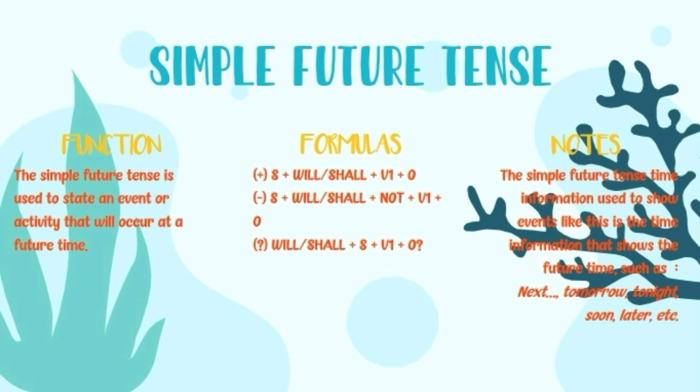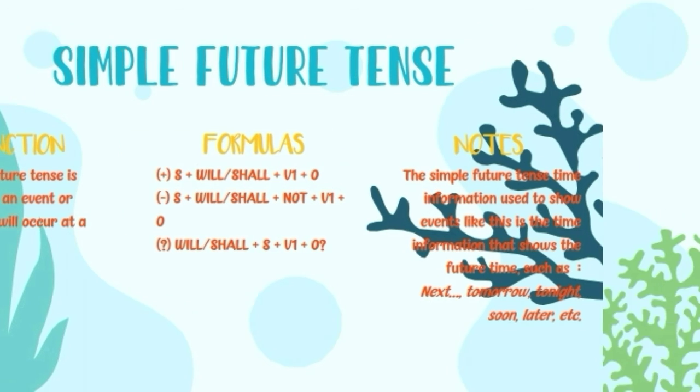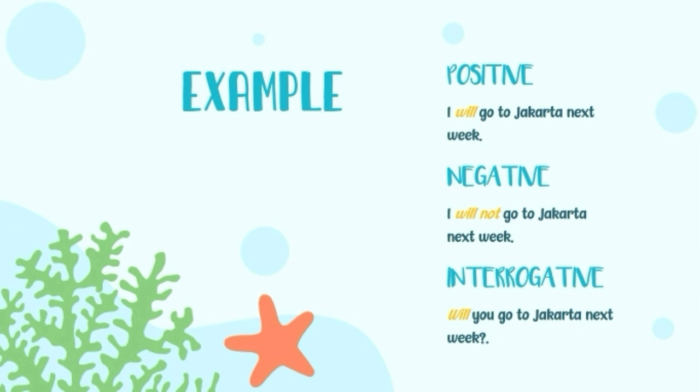Note: the simple future tense uses time information that shows the future time, such as next, tomorrow, tonight, soon, and later. Example: in positive form, I will go to Jakarta next week. In negative form, I will not go to Jakarta next week. And in interrogative form, will you go to Jakarta next week?